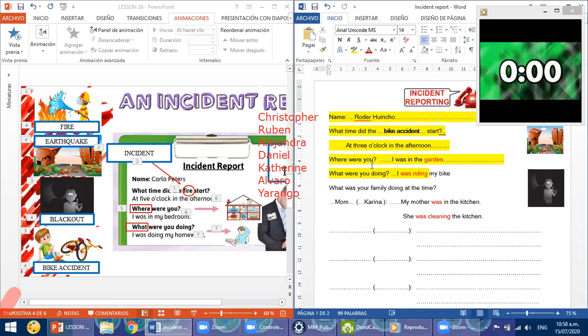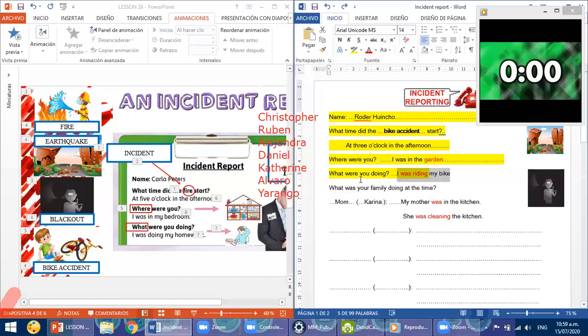Álvaro Navarro, please. Álvaro, read please this part. Bro, ¿me escucha? Yes. Yeah, bro. Name Álvaro Navarro. What time did the blackout start? At 4 o'clock in the afternoon. Where were you? I was in the countryside. What were you doing? I was running. What was your family doing at the time? Yeah, no, stop here. Stop here, Alvaro. Good. Now, can you repeat, please, this part?